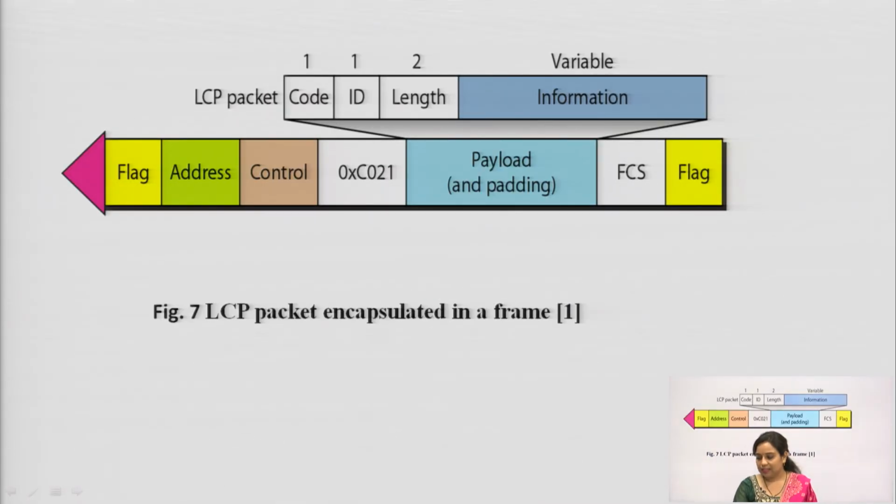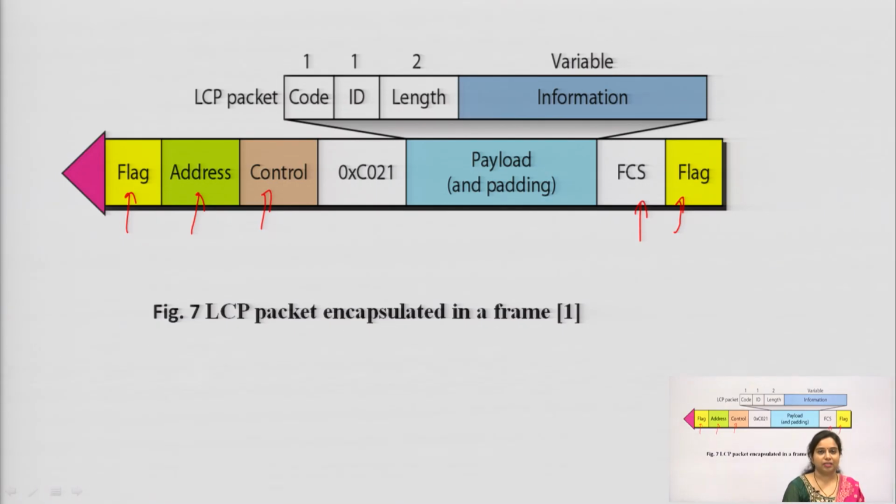Now, next is the LCP packet encapsulated in a frame, that is, how this LCP packet will be encapsulated, or how you have to insert that particular LCP packet in this frame. This is headed by a flag, then address and control, which are common, and FCS and flag are also common, if you remember. Then you can see the payload or padding. Padding means if you want to add redundant bits for checking at the receiver side, or if you want to encrypt the data, then you have to add the PN sequence. That is known as padding.